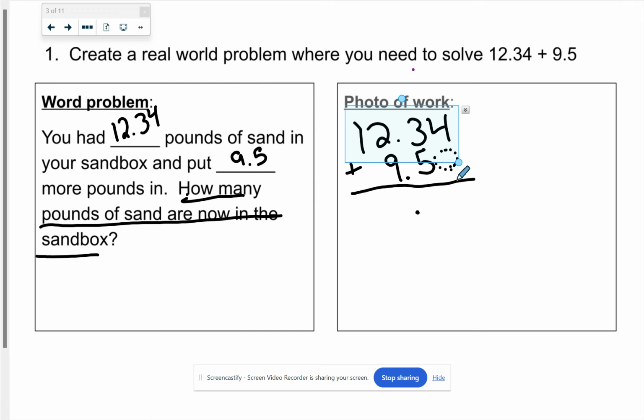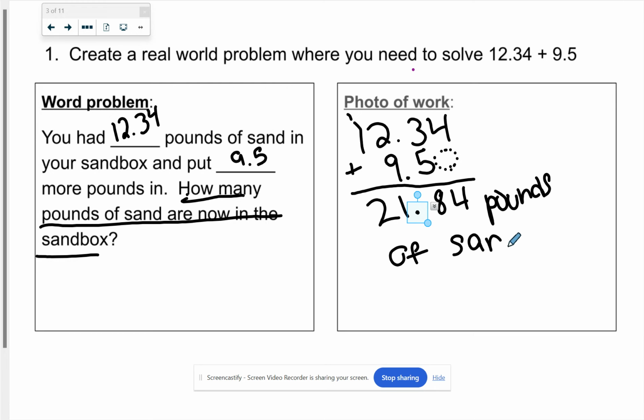Now let's add it up. Start on the right side. 4 plus 0 is 4. 3 plus 5 is 8. 2 plus 9 is 11, so 1 goes down, 1 goes up, and 1 plus 1 is 2. So our total would be 21.84 pounds of sand, because that was what we were looking for. How many pounds of sand are now in the sandbox? Again, biggest reminder here is line up your place values, tenths on top of tenths, ones on top of ones, and hundredths on top of hundredths. All right, let's keep going.